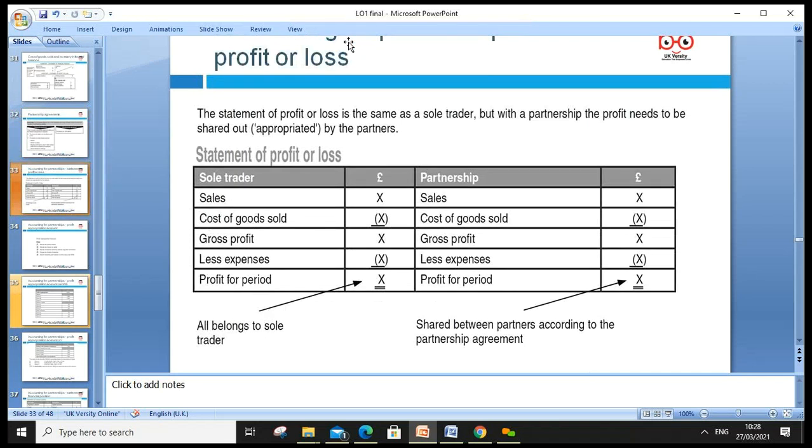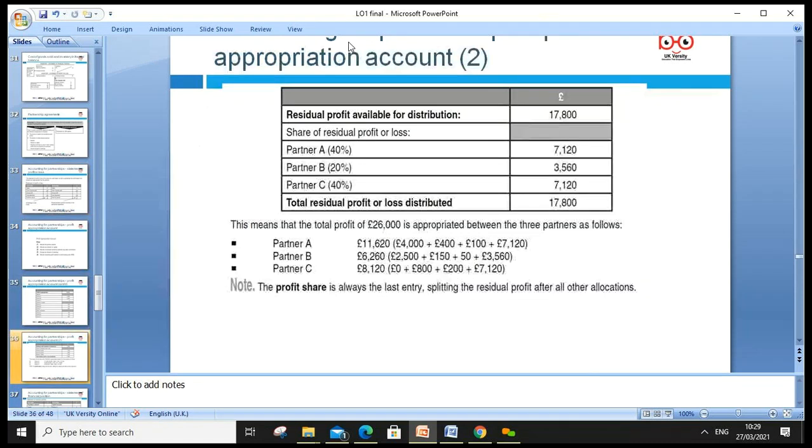Partnership, as we mentioned earlier. That was the statement of profit and loss for sole traders, but when you're preparing for a partnership, the profit for the period will be shared between partners, or we call it residual profit. So here is the profit we have, and we have partners, and whatever the sharing ratios, we share it between the partners.